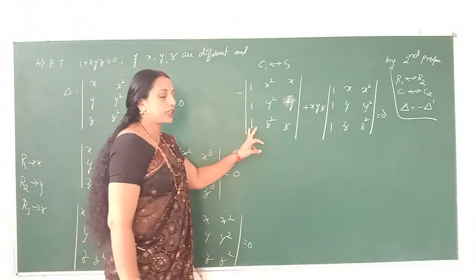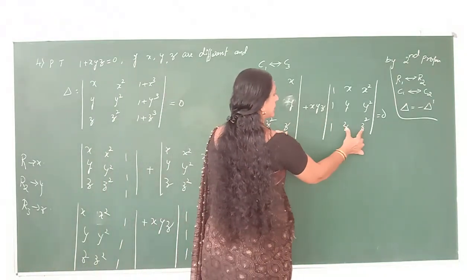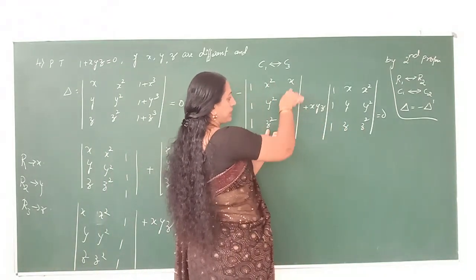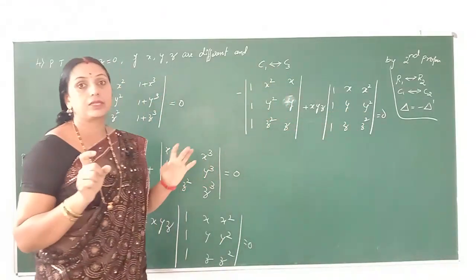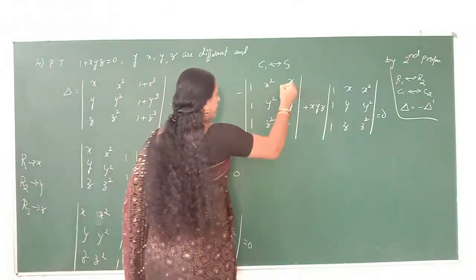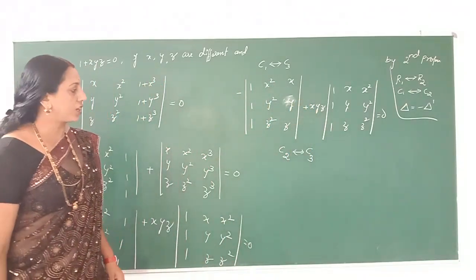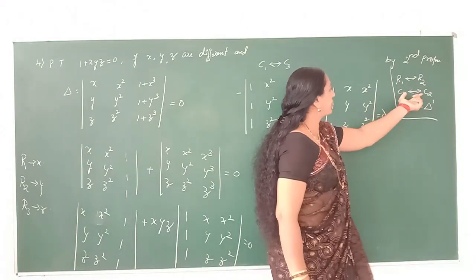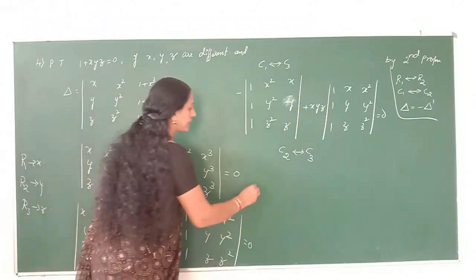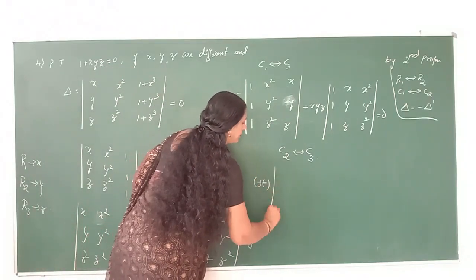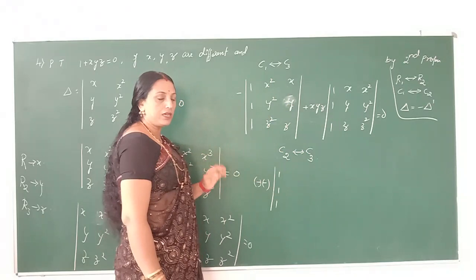Then again we compare. The first column is equal to the second column, but comparing the second and third columns, the x y z are the elements of the third column in the first determinant, but they are the elements of the second column in the second determinant. Therefore again we interchange the second and third columns, C2 and C3. Again, if any two rows or any two columns are interchanged, then the value of the determinant changes its sign. So minus into minus: the elements of the first column do not alter, but the second and third columns are interchanged.